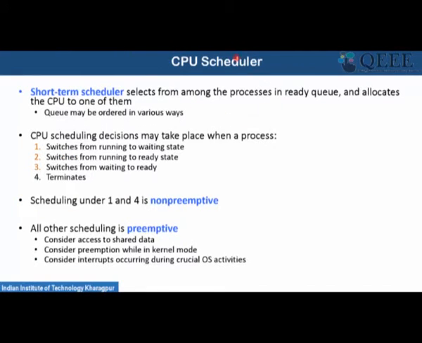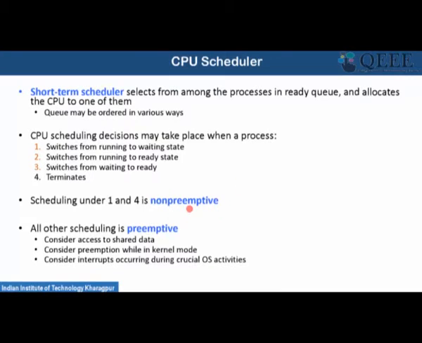We have already discussed the concept of the CPU scheduler, or short-term scheduler. The CPU scheduling decision can switch a process from the running state to the waiting state, or from the running state to the ready state. It switches from running to waiting in case there is a wait for IO. It switches from running to ready if the process gets some interrupt. Then it can switch a process from waiting to ready, like when the IO gets completed, or it can terminate the process.